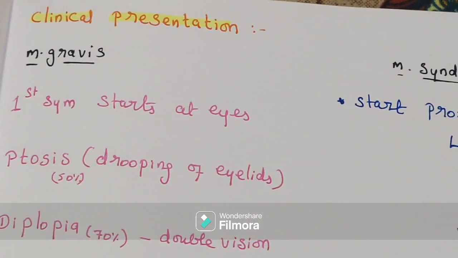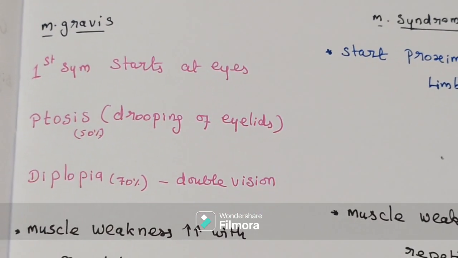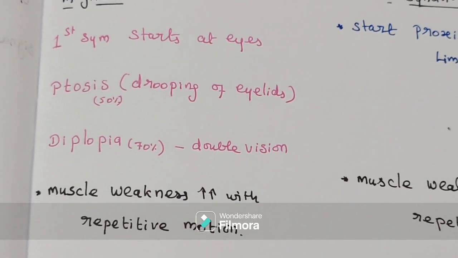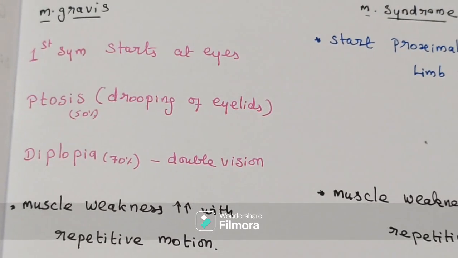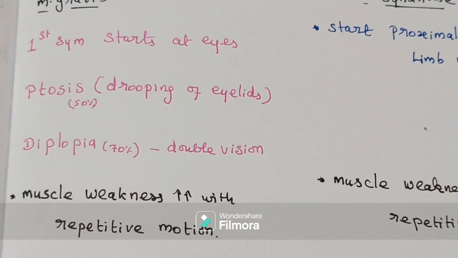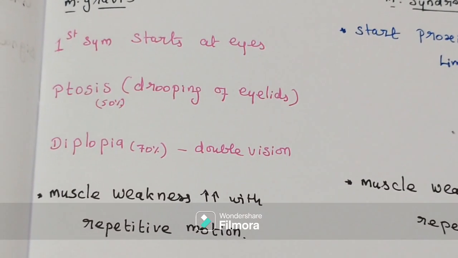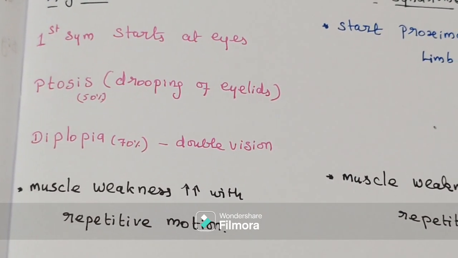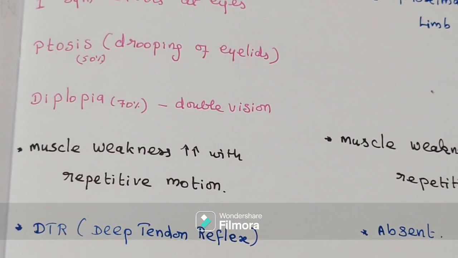Now we want to discuss the clinical presentation. Myasthenia gravis starts at the eyes and moves downward. In more than half of the people who develop myasthenia gravis, the first symptom affects the eyes. The most common is ptosis, which means drooping of the eyelid. Then diplopia occurs in around 70% of patients. Diplopia refers to double vision.